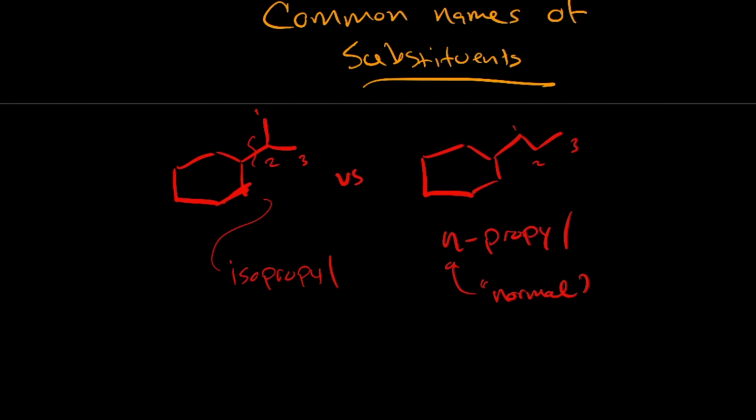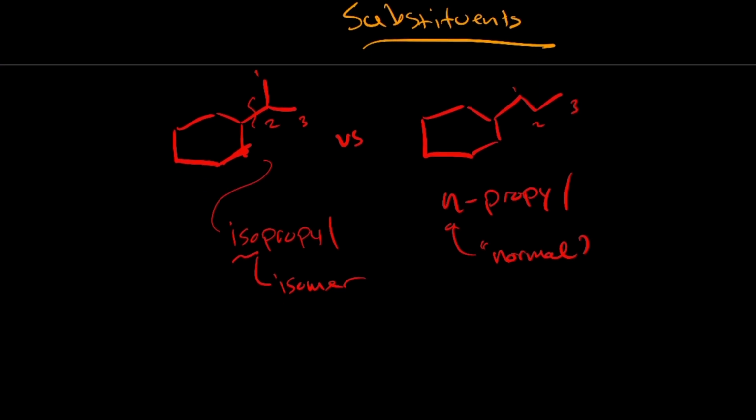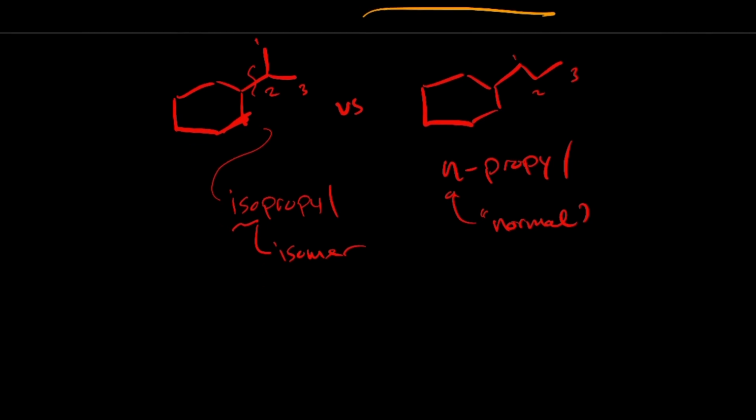But it's just convenient then, rather than saying 1-methyl-ethyl all the time, you just use the word isopropyl. And then we like the iso because it is an isomer of propyl. So that's it.